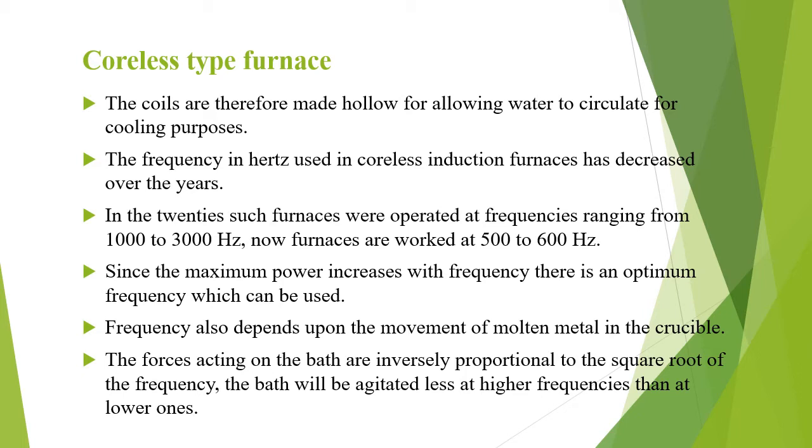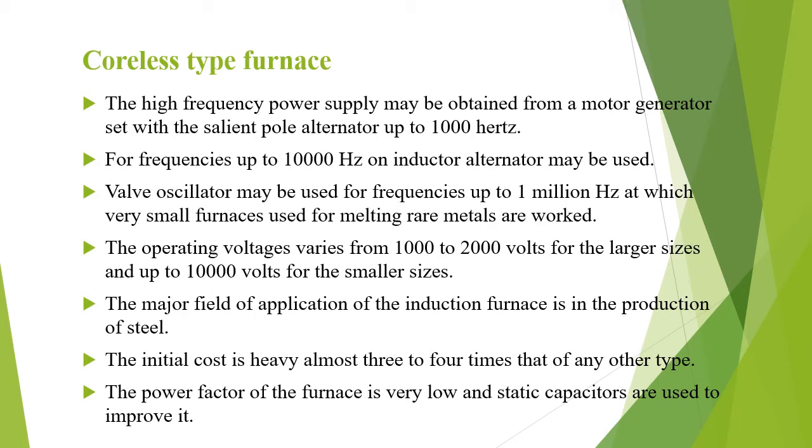Therefore, the bath will be agitated less at higher frequencies than at lower frequencies. High frequency power supply can be obtained from a motor generator set with a salient pole alternator up to 1000 Hz. For frequencies up to 10,000 Hz, an inductor alternator can be used. A valve oscillator can be used for frequencies up to 1 million Hz, at which small furnaces will be used to melt rare metals. The operating voltage varies from 1000 to 2000 volts for large size furnaces and up to 10,000 volts for small size furnaces.